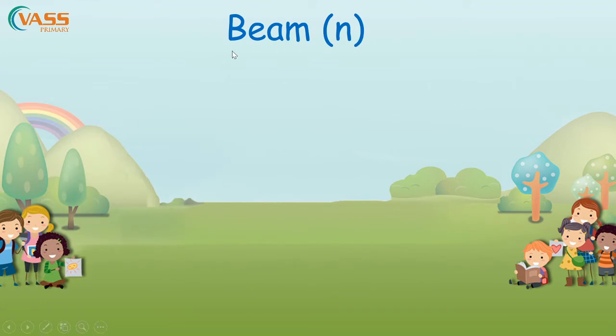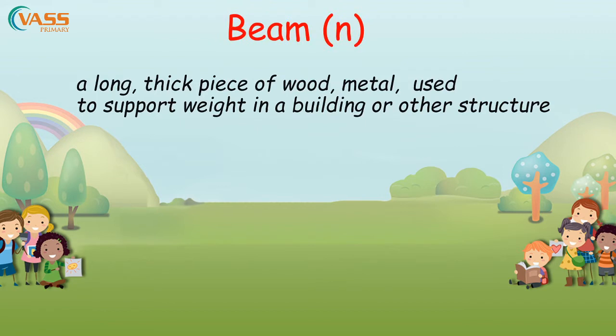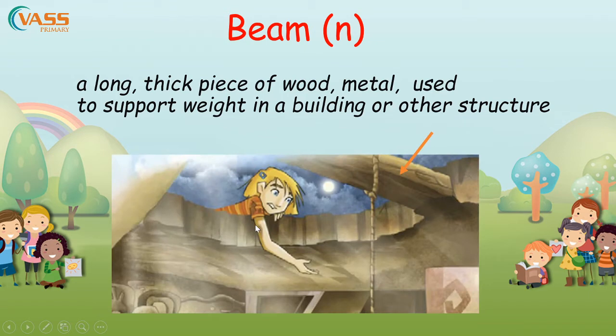A beam. A beam is a long, thick piece of wood or metal that can be used to support weight in a building or other structure. Let's look here. In this building, we can see this wooden beam that stretches across. This is what holds the roof up or the next floor. There's probably some beams in your house, but you can't see them through the ceiling.